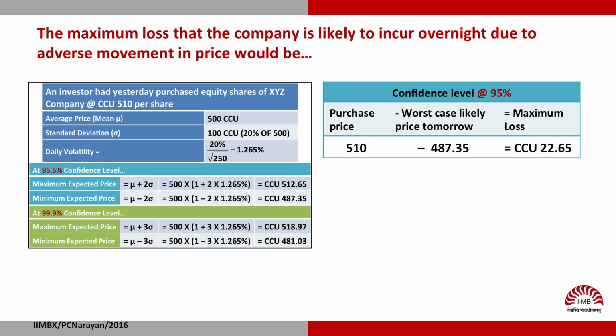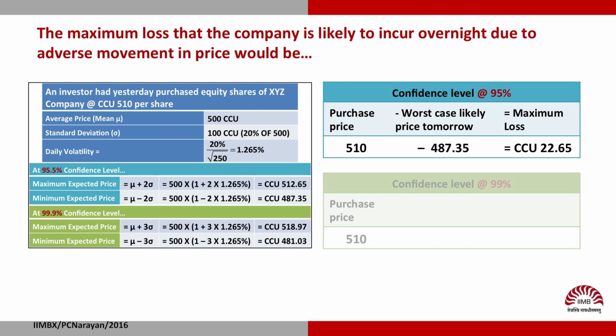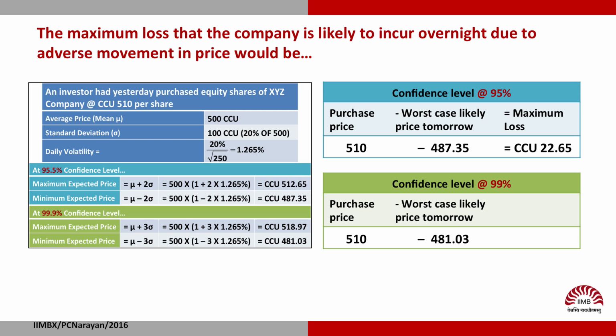22.65 currency units. And the maximum loss at 99% confidence level would be 510 minus 481.03, which would be 28.97 currency units. In other words, one could say that the value at risk for that stock is 22.65 at 95% confidence level and 28.97 currency units at 99% confidence level.